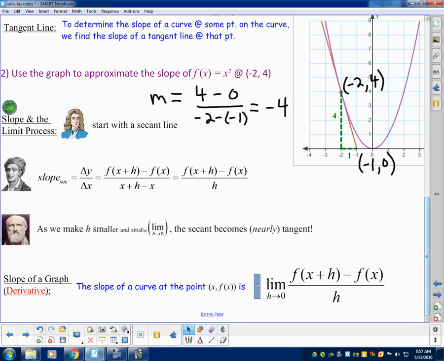So the slope of a curve at a point, at the point x, f of x, is the limit as h approaches 0 of f of x plus h minus f of x over h. So you take the difference quotient, which is really our slope formula from back in algebra 1, which finds the slope between 2 points. When we apply the limit as h approaches 0, or as the difference between the x2 and x1 gets really small, then we have the slope of the tangent line, or the derivative. Any questions on that?